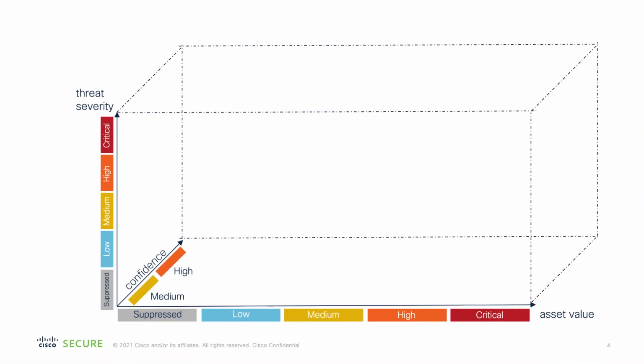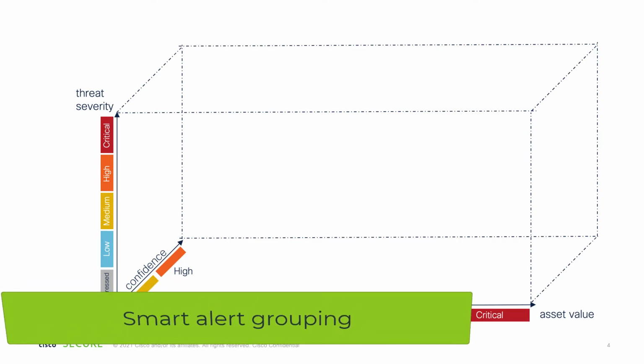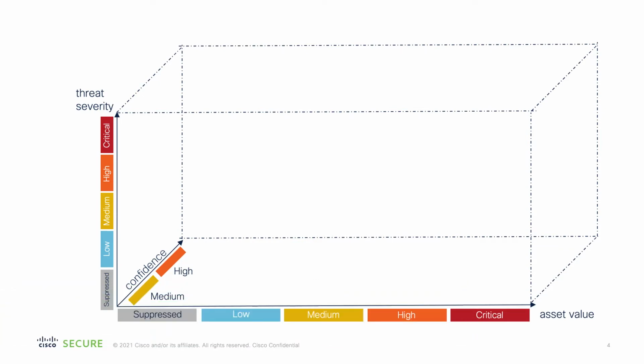In order to understand how alerts are going to be grouped together, we have to visualize that for each alert, we are going to have 3 dimensions of different values that can be assigned to this alert. So our first axis is going to be the threat severity. So the threats related to this alert can have different business priority. They can have low, medium, high, or critical. And also the assets involved in this alert, they could be low, medium, high, or critical. About the suppressed value, we are going to talk later.